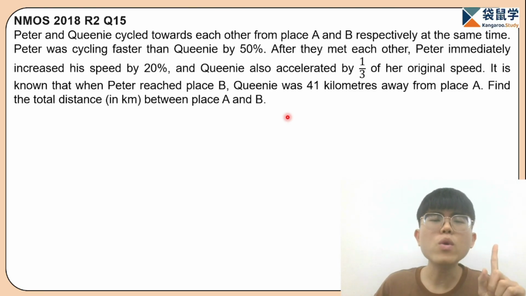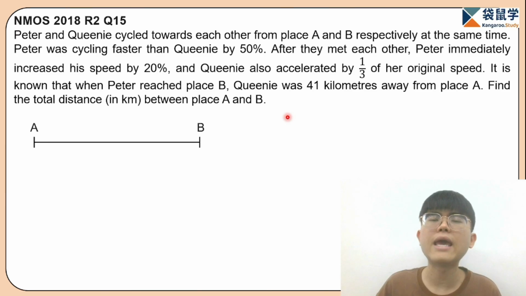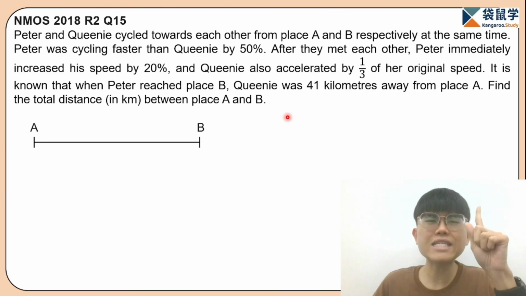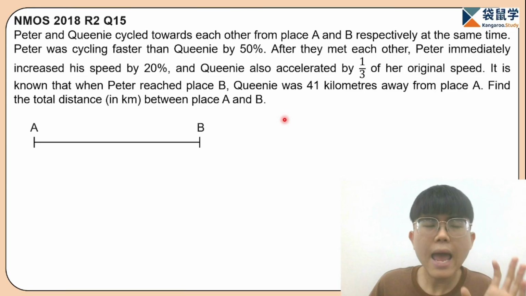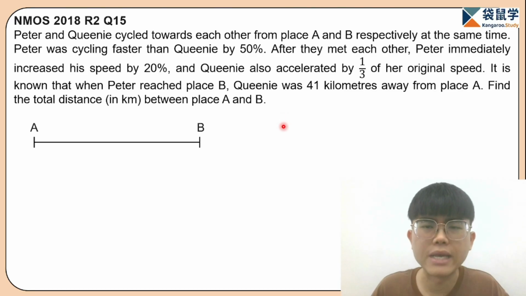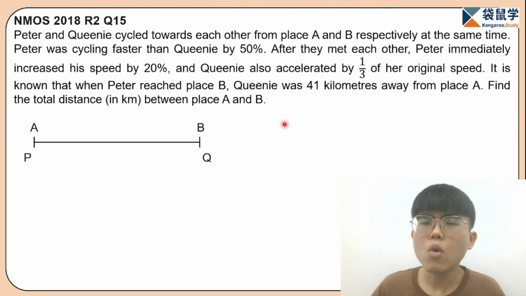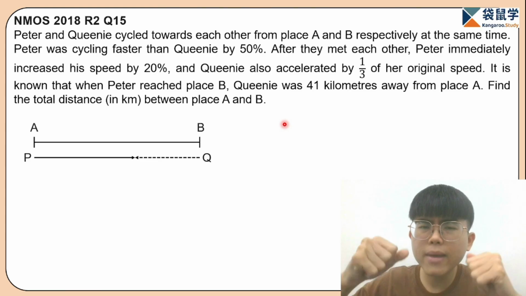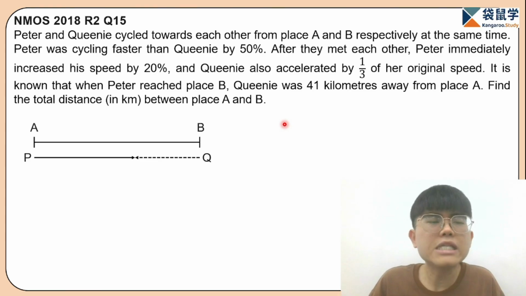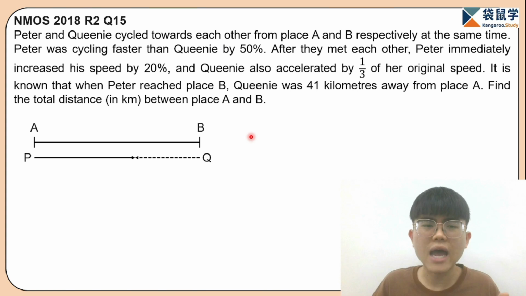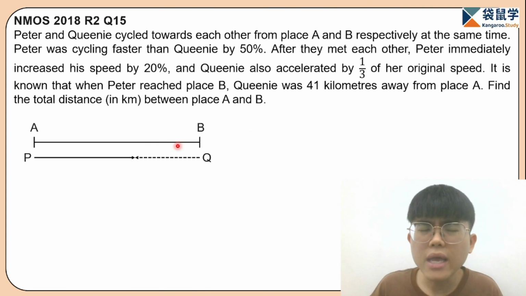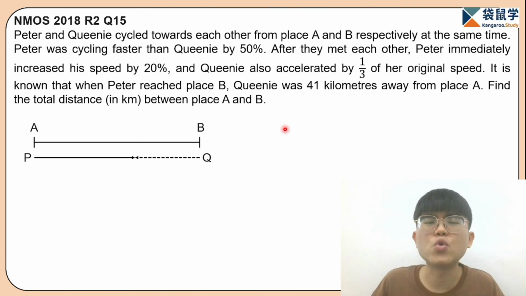We know that there are two places, place A and place B. Peter is traveling from place A and Queenie is traveling from place B. Both of them will travel and they will meet each other. Because Peter was cycling faster than Queenie, they will meet at a point that is slightly closer to Queenie.